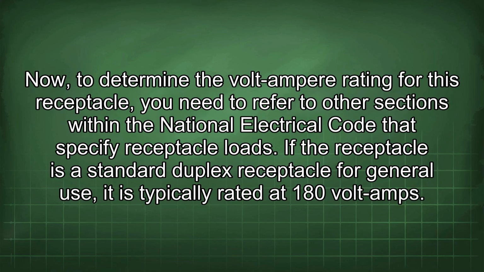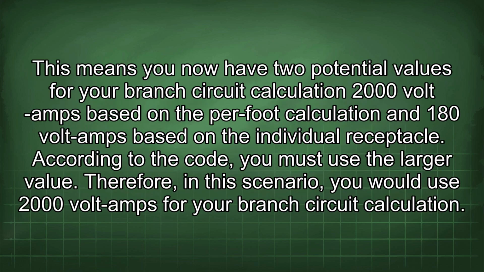Now, to determine the volt-ampere rating for this receptacle, you need to refer to other sections within the National Electrical Code that specify receptacle loads. If the receptacle is a standard duplex receptacle for general use, it is typically rated at 180 volt-amps. This means you now have two potential values for your branch circuit calculation: 2000 volt-amps based on the per-foot calculation and 180 volt-amps based on the individual receptacle. According to the code, you must use the larger value. Therefore, in this scenario, you would use 2000 volt-amps for your branch circuit calculation.